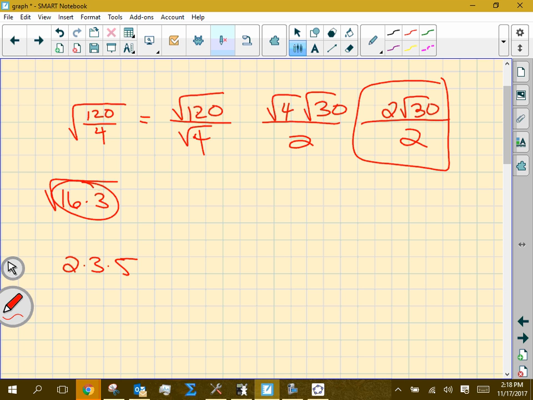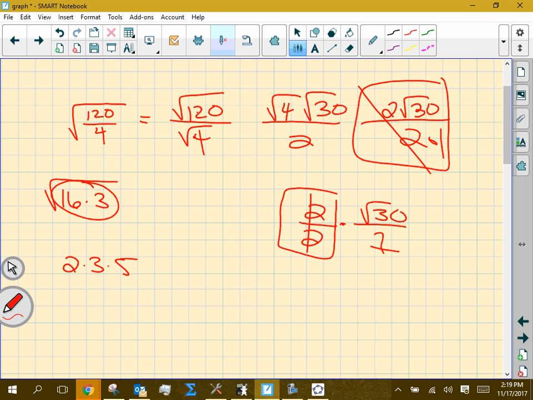Now does that simplify? Yeah. Because we can rewrite this as 2 over 2 times radical 30 over 1. Now you don't see the 1 here, but I can multiply by 1 as many times as I want, right? If I take 2 over 2 times radical 30 over 1, multiply those as fractions, so top times top, bottom times bottom, does it give you 2 radical 30 over 2? Okay, what's 2 divided by 2 though? 1. So that goes to 1, which is why we usually just cancel it, and you're left with radical 30 as your answer. So radical 120 over 4 turns into radical 30.